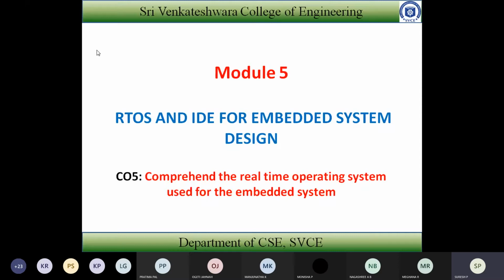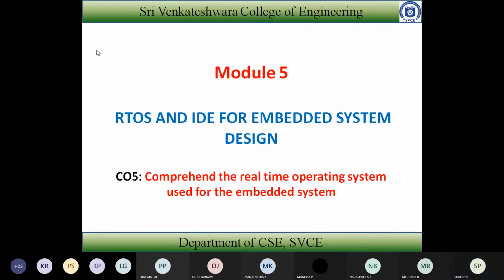It is going to explain the real-time operating system which will be used for the embedded system. After this particular module is completed, you are going to be able to know what real-time operating systems are available to build the embedded system, and what the different IDEs, that is integrated development environments, are which you can use to develop the applications to run the embedded systems or embedded applications. So let us move to the chapter.